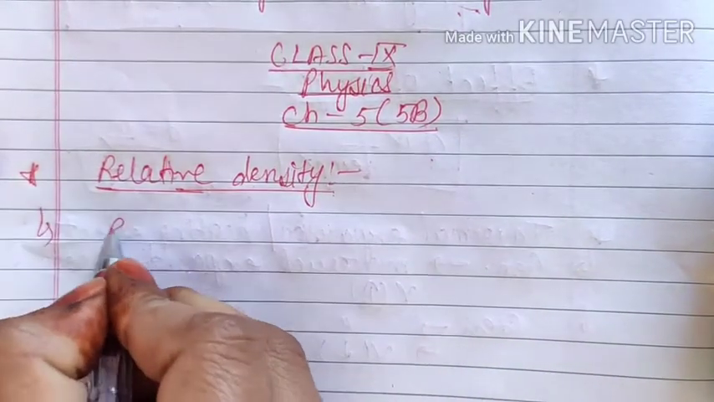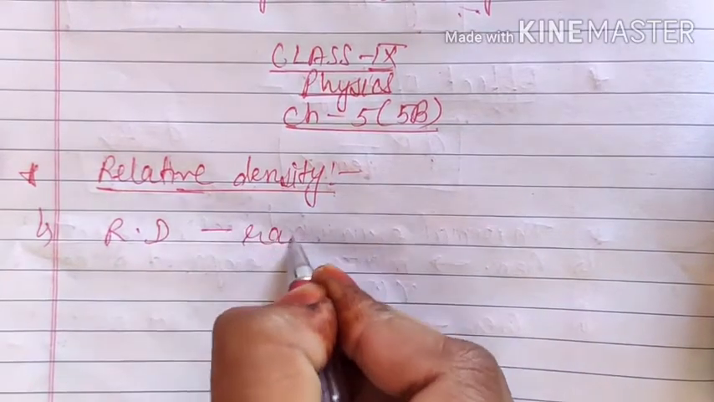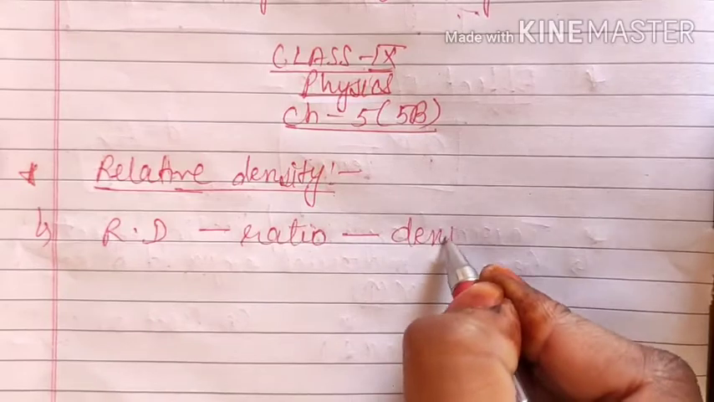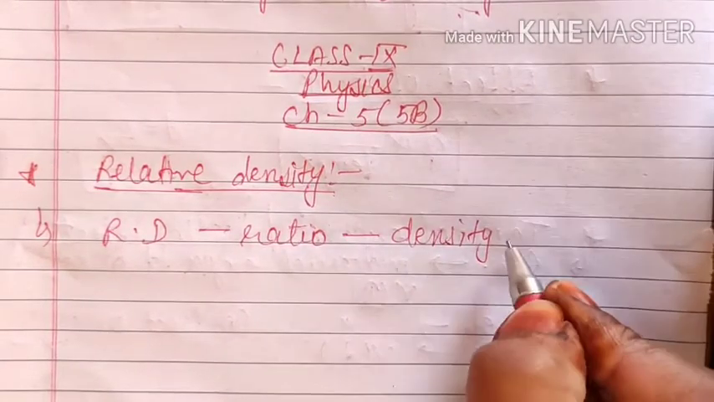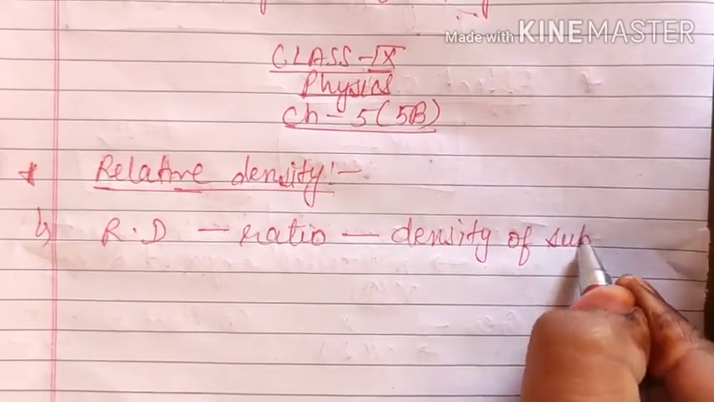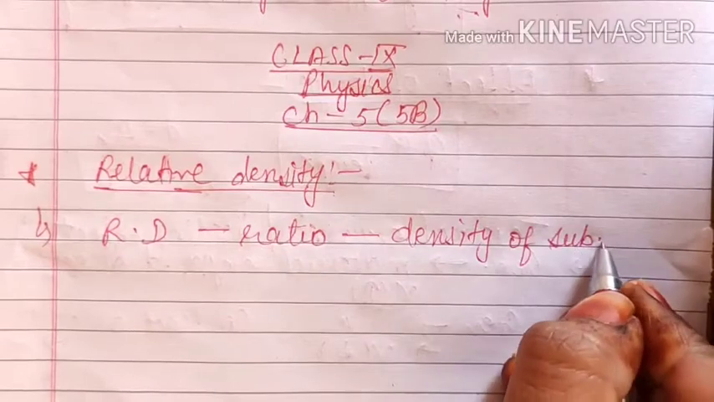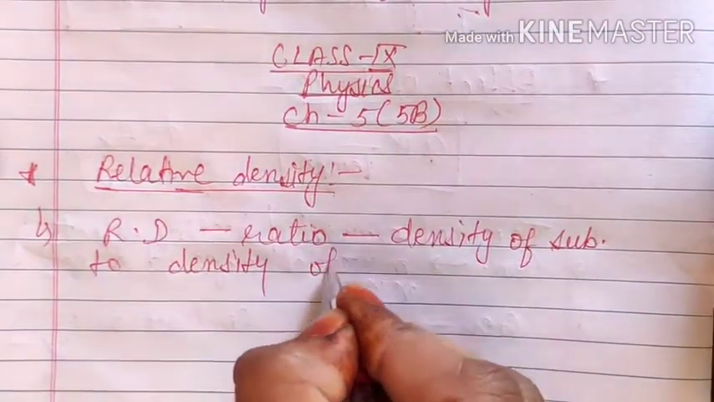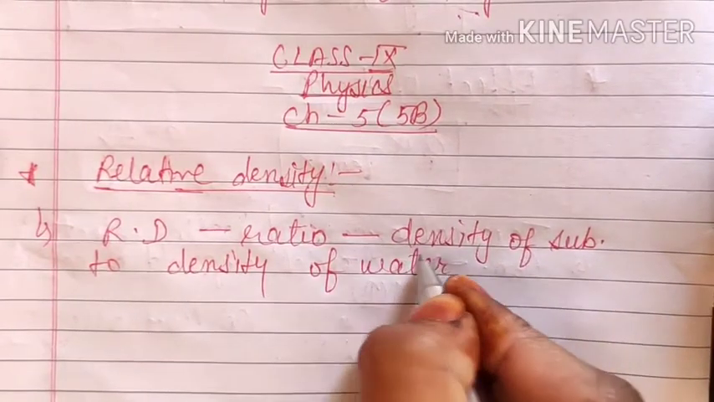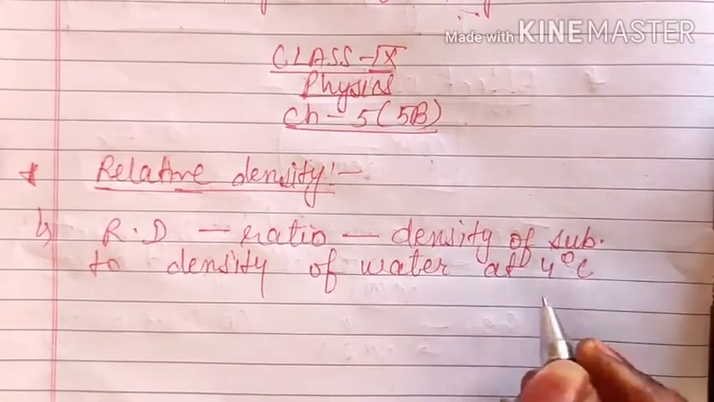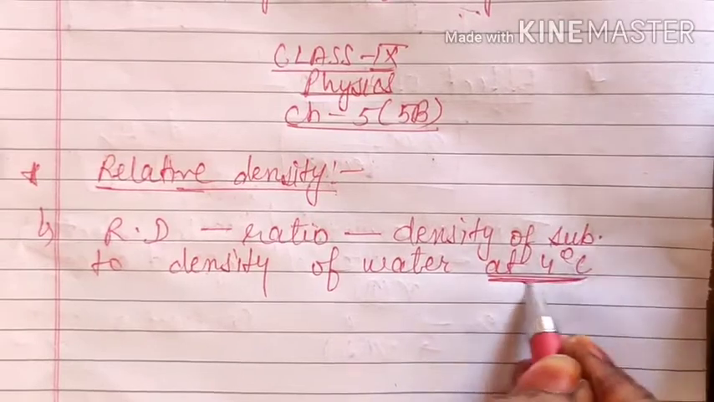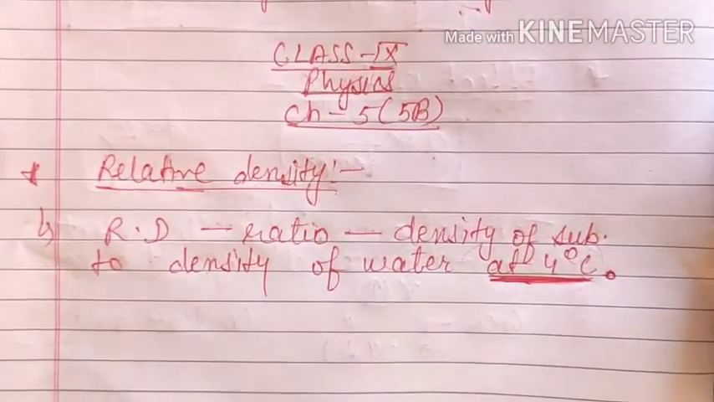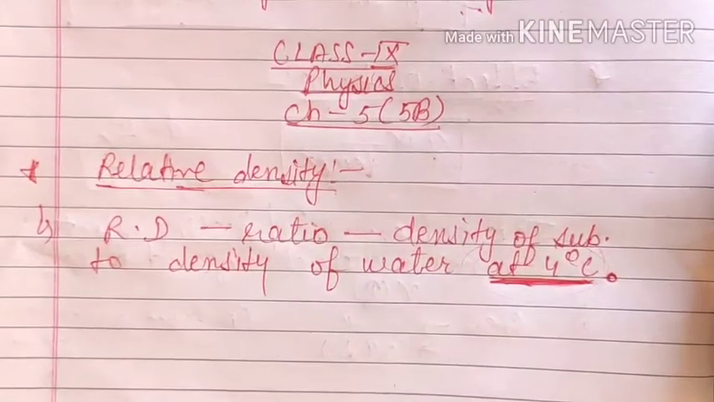Actually, relative density is the ratio of the density of a substance or solid object, whatever you have taken, whether solid, liquid or gas, to the density of water at 4 degrees Celsius. Here this term is very important. While writing the definition you have to include these words, at 4 degrees Celsius.